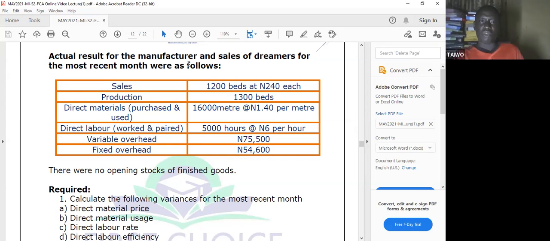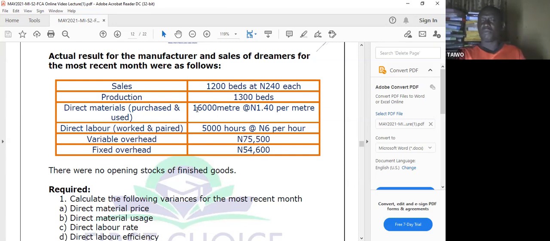1,200, that's what they sold. They sold 1,200, but they produced 1,300. If I produce 1,300 of the product and I now sold 1,200, then there must be leftover of 100 units. That is closing stock. And you are given direct materials purchased and used.